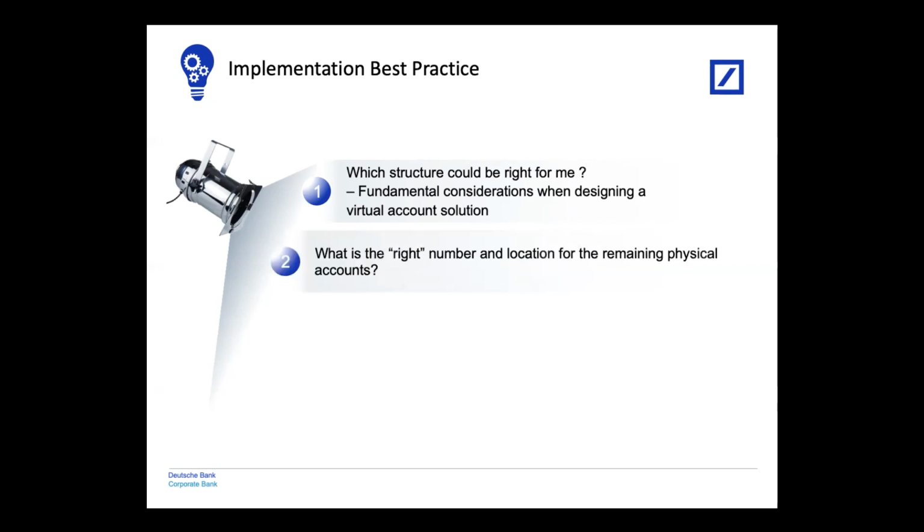So the second question would be, what is the right number and location for the remaining physical accounts? That's quite a problem, isn't it? It is indeed. And what I would like to say is that if we were to reflect on the client conversations that we are having, there is no universally applicable answer. We do hear and read about talk in the marketplace that one bank account is the ultimate objective. However, we need to be mindful in context of a globally operating multinational corporate. This is an unrealistic target, very simply and honestly put.